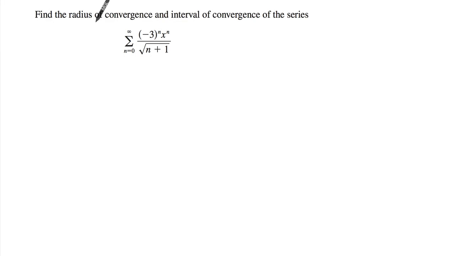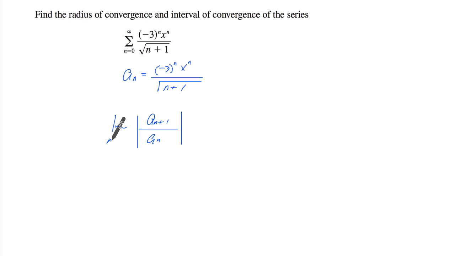Okay, so find the radius of convergence and interval of convergence of this series. Okay, we're going to use the ratio test, and let's let a_n equal to this. The ratio test is this. Okay, we're taking the limit of this as n approaches infinity. So if this ratio is less than 1, then it's going to be converging.